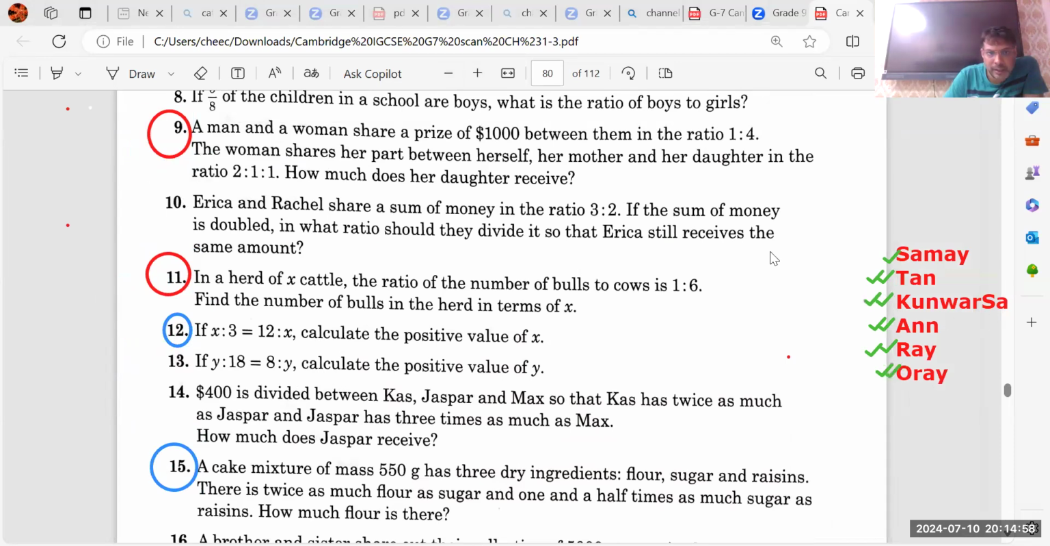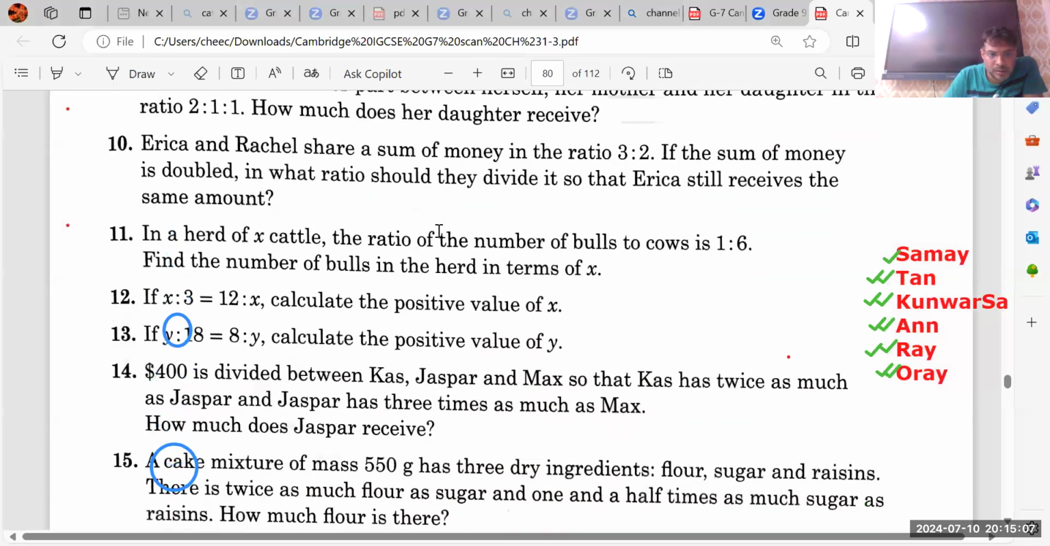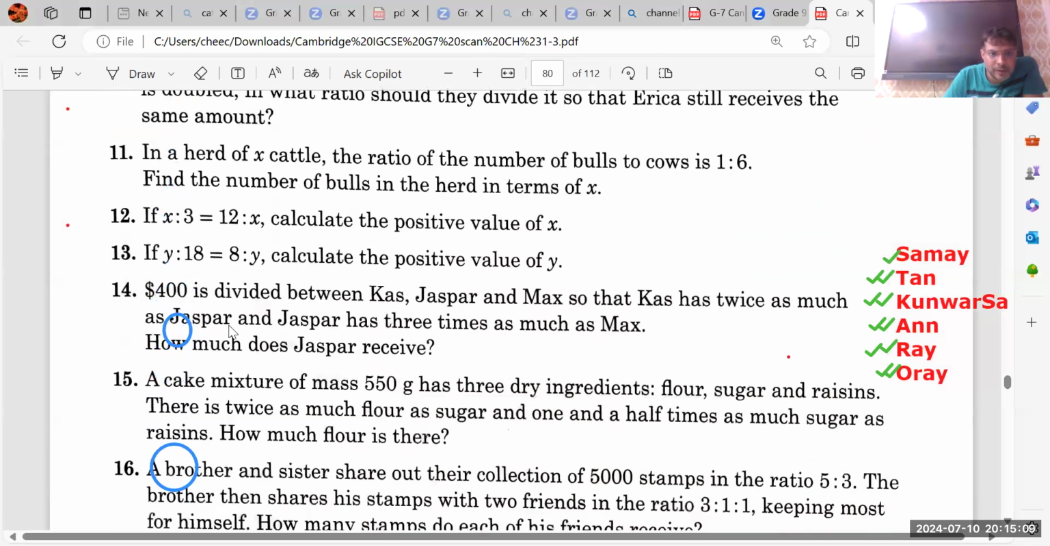Alright, everyone got it right. So reward helps. We are doing 12 and 15, guys.